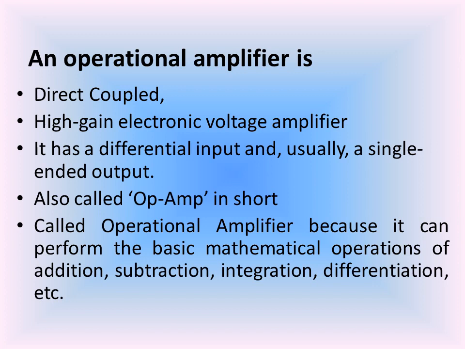Now what is an operational amplifier? An operational amplifier is basically a direct coupled high gain electronic voltage amplifier. Direct coupled means in order to connect two stages of an amplifier, we do not need any coupling devices. They are directly coupled to each other. It has differential input and usually a single-ended output. Operational amplifier is in short also termed as op-amp.